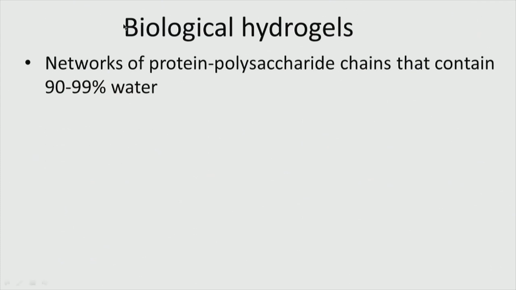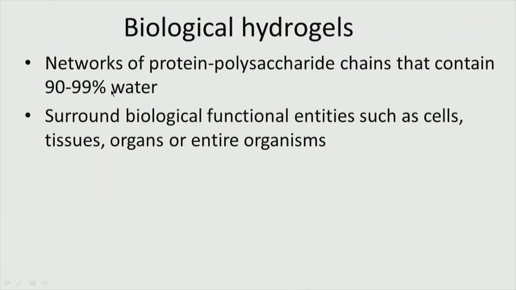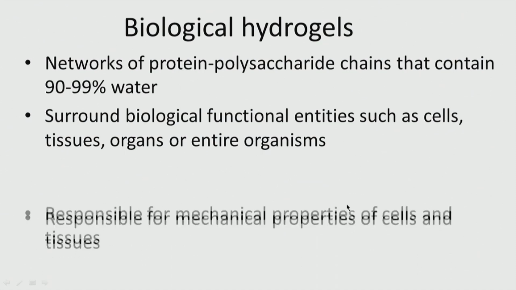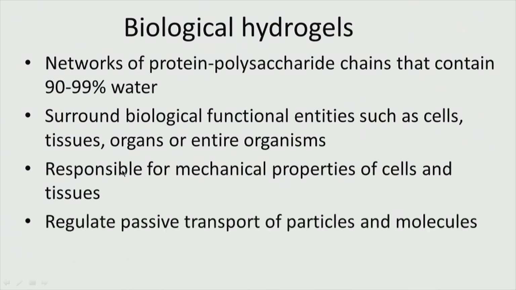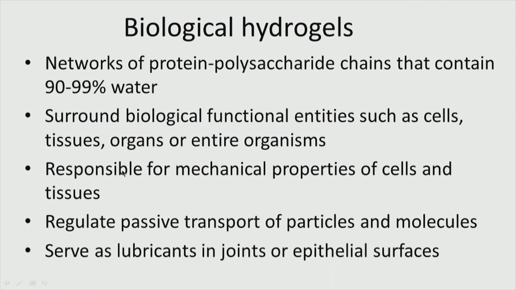So, biological hydrogels are networks of protein and polysaccharide chains that contain 90 to 99% water, as in cells, tissues, organs or entire organisms. Okay. So, they can be called biological hydrogels because they contain a lot of water. They are responsible for mechanical properties of cells and tissues. They regulate passive transport of particles and molecules. They serve as lubricants in joints or epithelial surfaces.